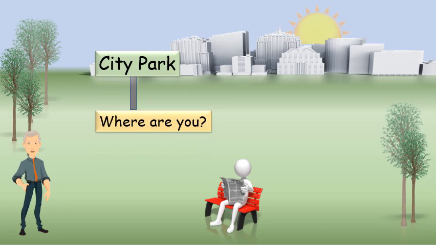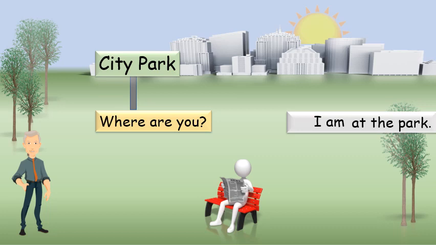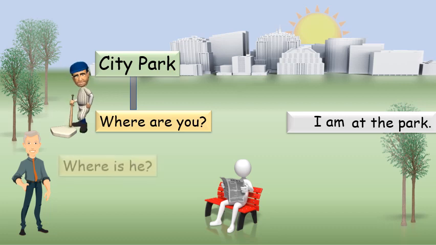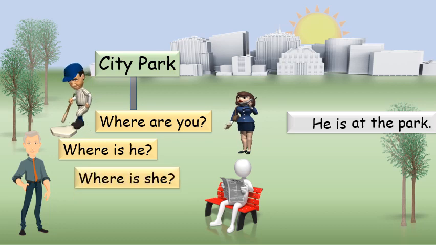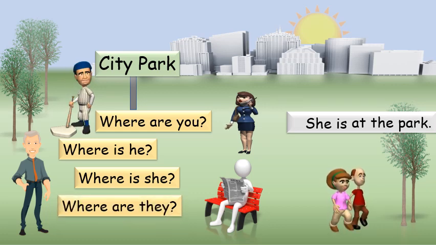Where are you? I am at the park, present tense. Where is he? He is at the park. Where is she? She is at the park. Where are they? They are at the park.